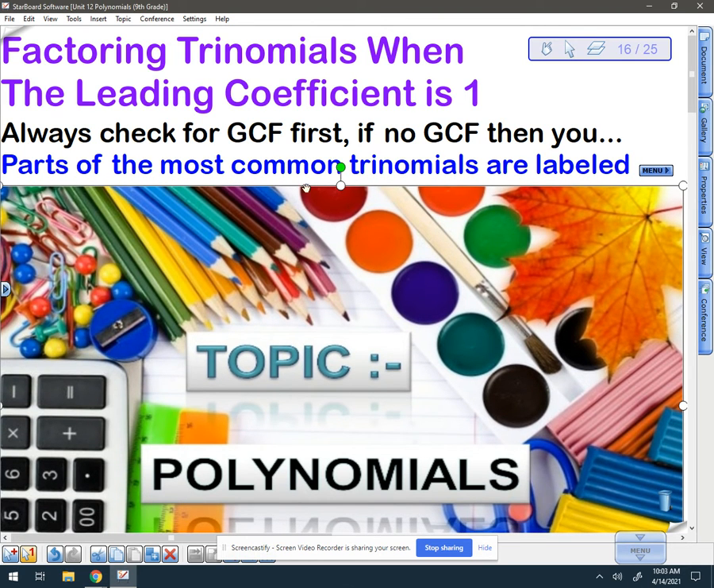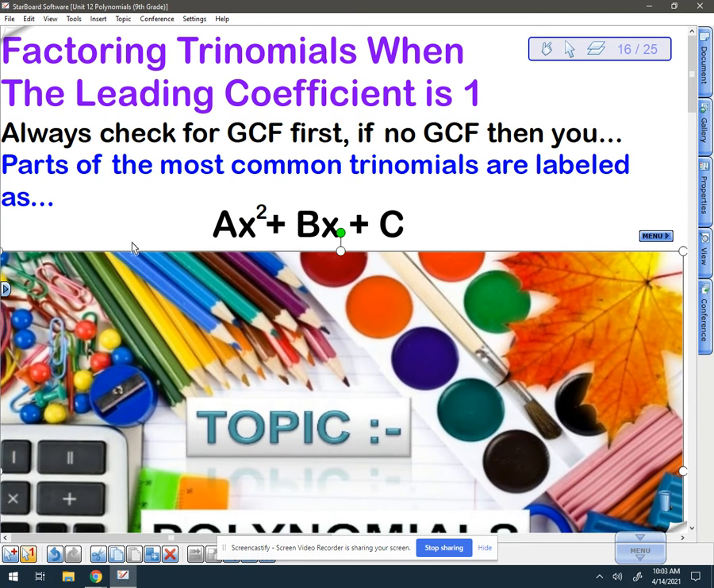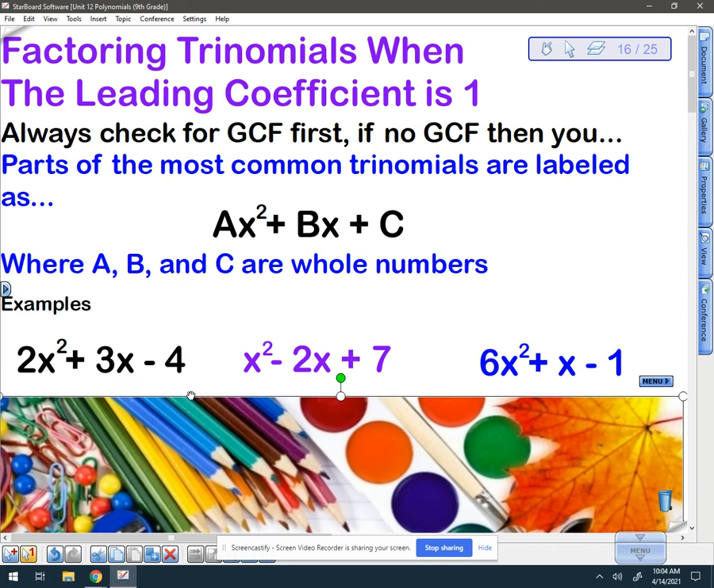factor the trinomial. So parts of the most common trinomials are labeled as, and this is the part you need to write down, ax squared plus bx plus c. So this is what our trinomials are going to look like. Some examples of that are these three right here. When it says a, b, and c, that's just saying those are whole numbers. So if you have something x to the second power plus some number x plus some number.